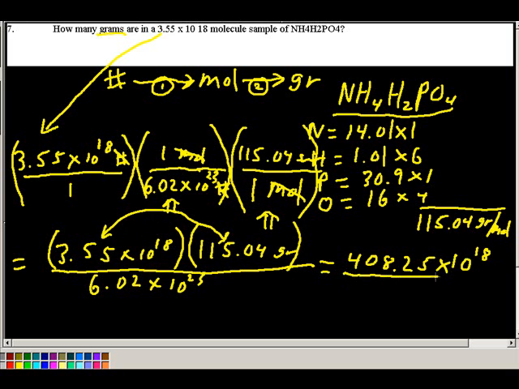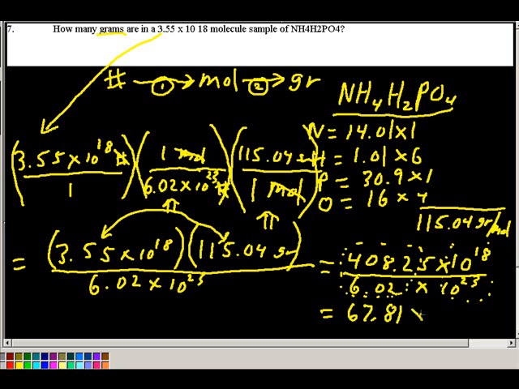And that whole thing is going to be divided by 6.02 times 10 to the 23rd. Okay? Now we've done this before. You take these two numbers and divide them, and you're going to take these exponents and subtract them. And when you do that, you're going to get 67.81 times 10 to the minus 5th grams. And that then is your number.